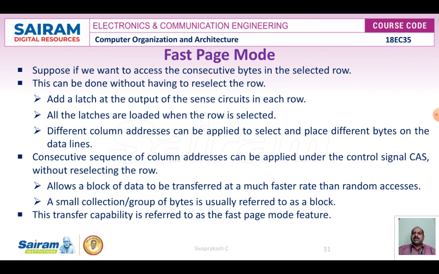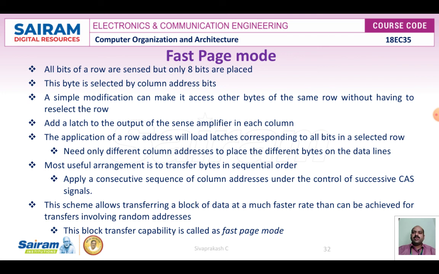This feature is also beneficial in general purpose computers for transferring data blocks between main memory and the cache memory. So suppose we need to access consecutive bytes in the selected row; this can be done without having to reselect the row, isn't it? Such a small collection or group of bytes is usually called a block. This block transfer is called a page, or the fast page mode feature. So here the scheme allows transferring a block of data at a much faster rate than can be achieved for transfers involving random access. So this facility is called fast page mode.